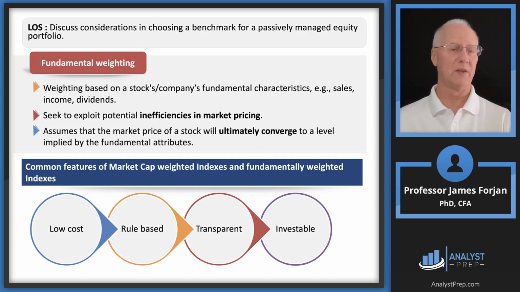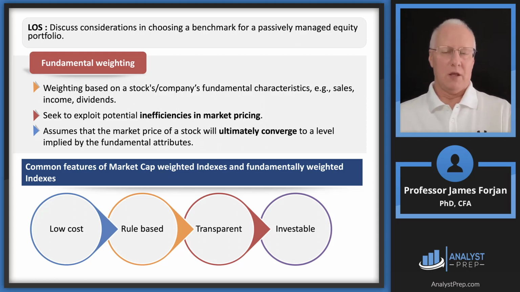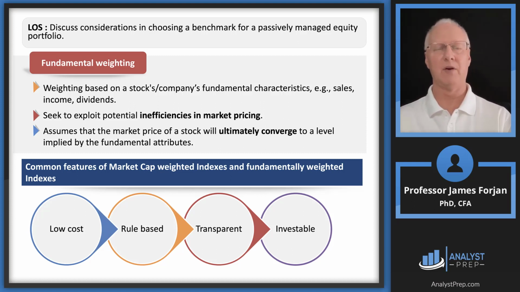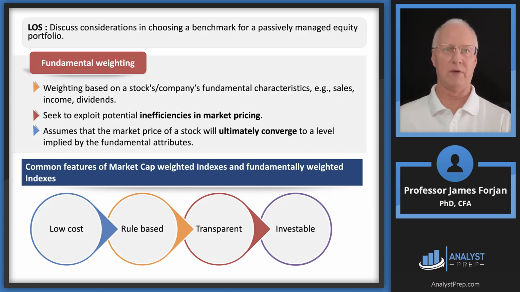Now, what we can also do, and I think this is really cool, is this concept of fundamental weighting. Notice that the reading and the slide gives you some fundamental characteristics: sales and income and dividends. And you could have any kind of a fundamental factor in here. Of course, those of you who've been paying attention to me since level 1 will know that my personal view would be to throw operating cash flows in there, or maybe even free cash flows, which is probably going to give a better sense of that second arrow point: exploit potential inefficiencies in market pricing.